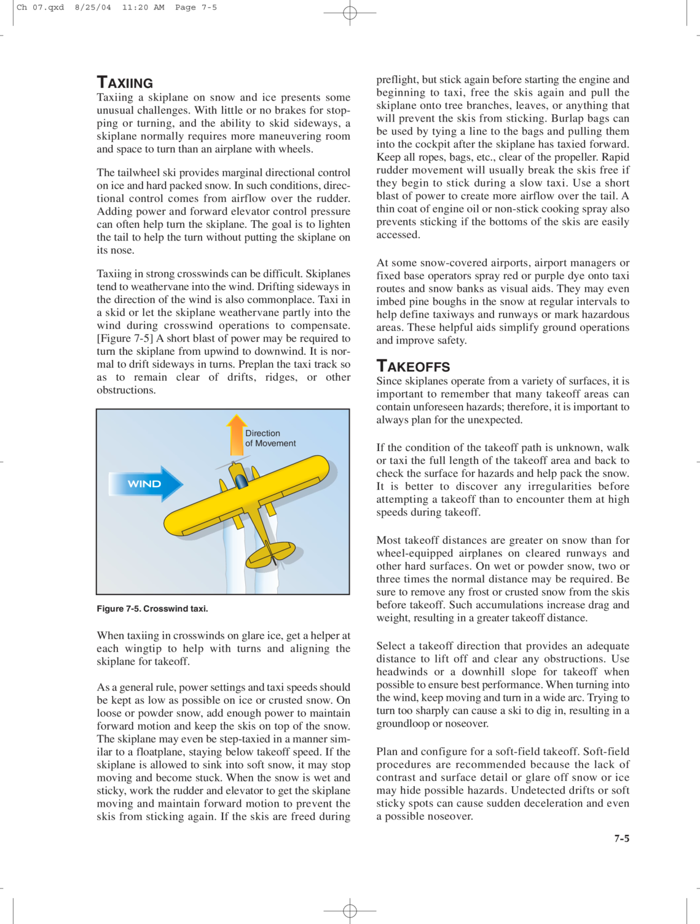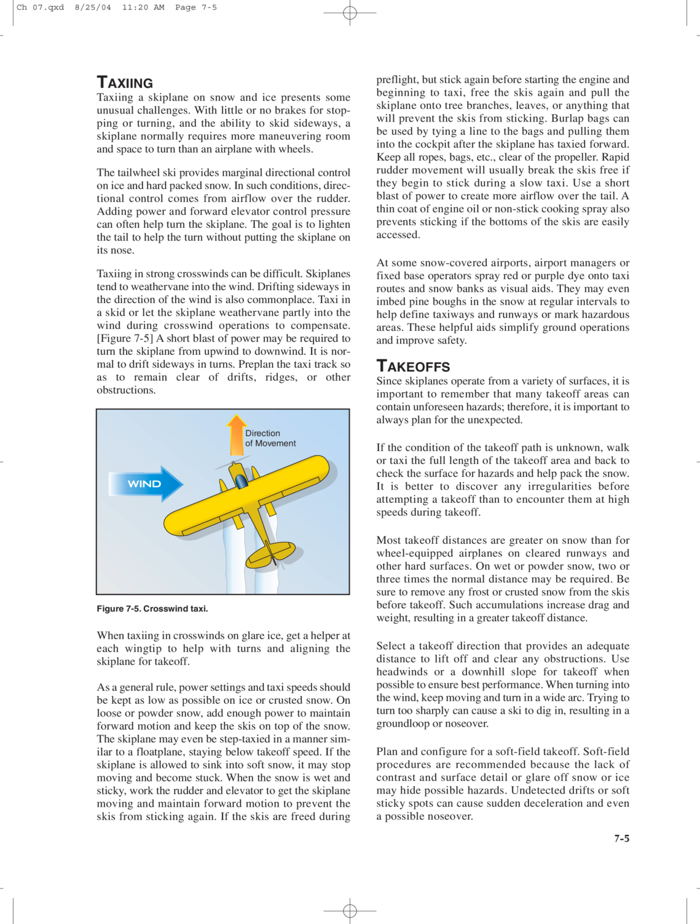Takeoff. Since skiplanes operate from a variety of surfaces, it is important to remember that many takeoff areas can contain unforeseen hazards. Therefore, it is important to always plan for the unexpected. If the condition of the takeoff path is unknown, walk or taxi the full length of the takeoff area and back to check the surface for hazards and help pack the snow. It is better to discover any irregularities before attempting a takeoff than to encounter them at high speeds during takeoff.